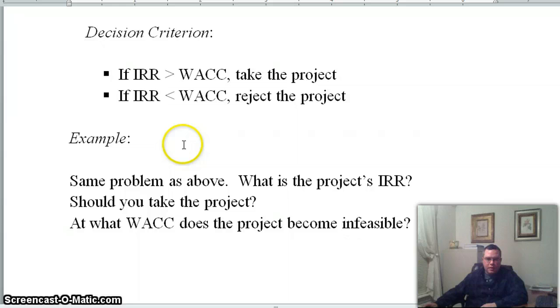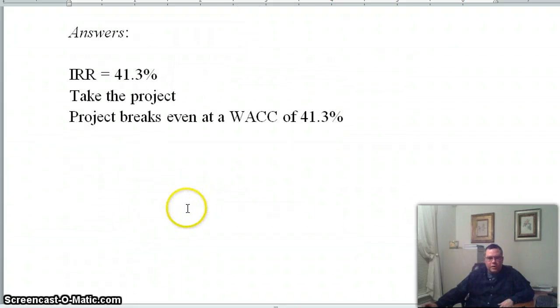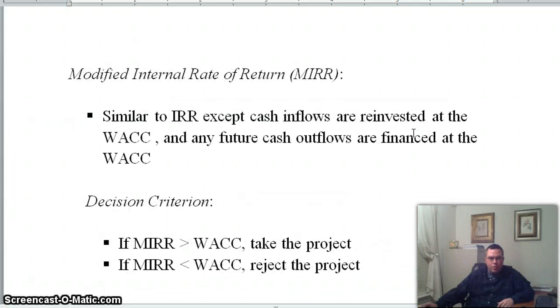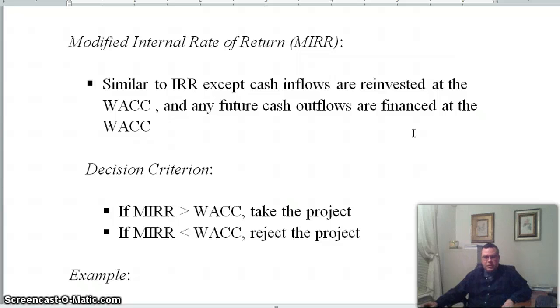So at that point, if your weighted average cost of capital got above 41.3, it would no longer be a good project. You would be borrowing at a higher rate than you're investing at, which you never want to do, obviously. And so your answers are down here. So you don't have to actually do any more work for that one. That's more just to make sure you understand the concept of what IRR is. All right, now there's a problem with IRR, which is why it's more common to do what's called modified IRR.